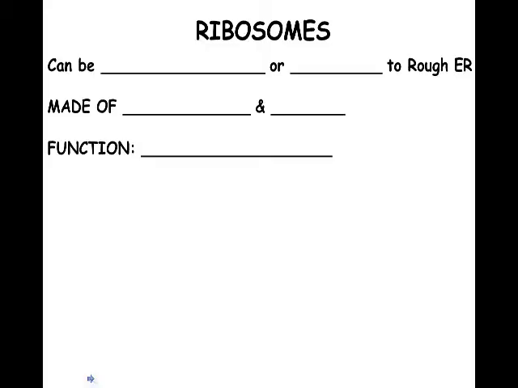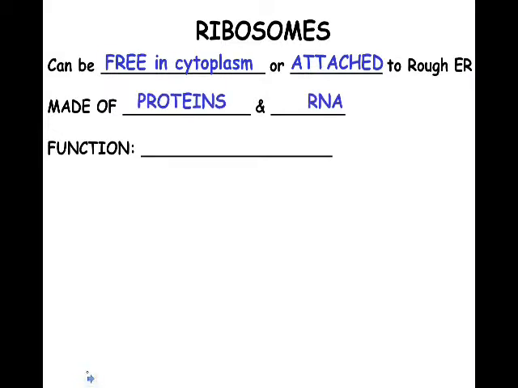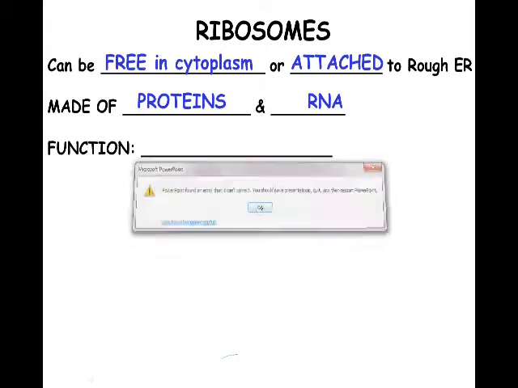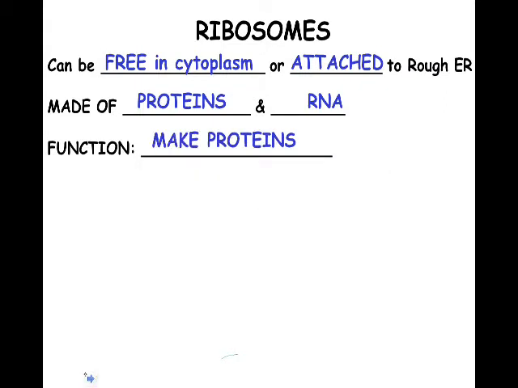So let's get some information down about ribosomes. They can be free in the cytoplasm or attached to the rough ER. So it depends on what kind of proteins they're making. They're made out of proteins and RNA, those two building block molecules. Remember, we talked about proteins and RNA, a nucleic acid, last chapter. Their function is to make proteins. So it's kind of interesting. They're made out of proteins, and they actually make the proteins for the cell.